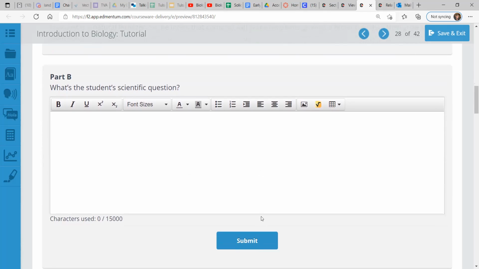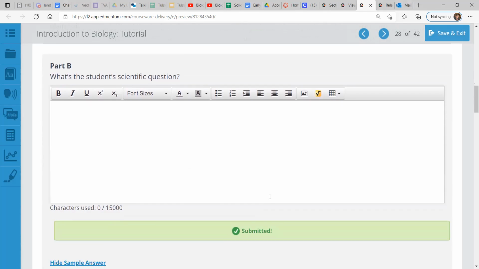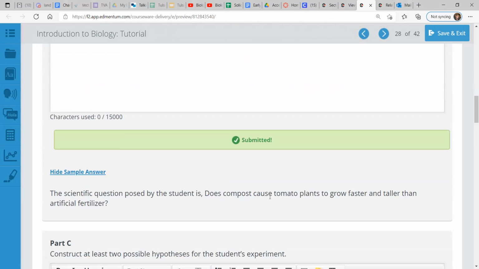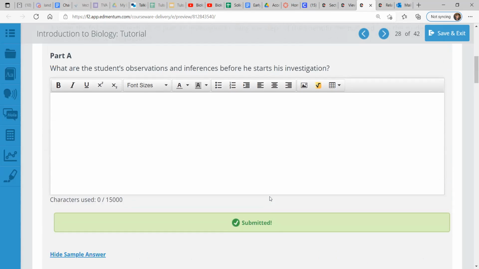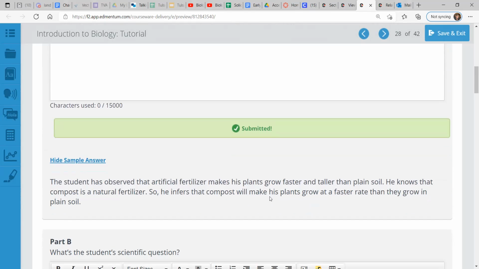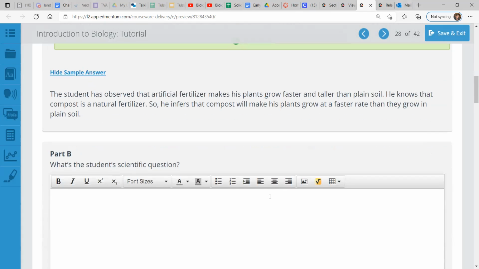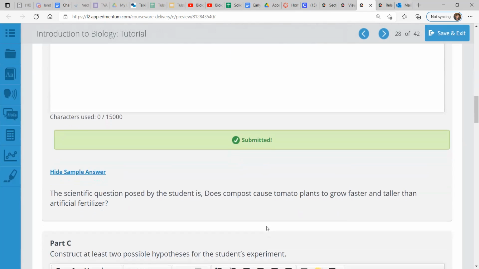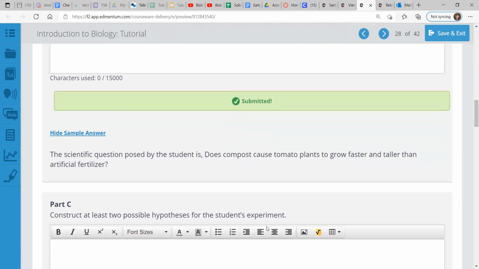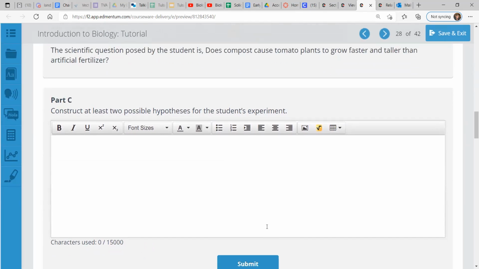So, what's the student's scientific question? Does compost cause tomato plants to grow faster and taller than artificial fertilizer? So he went from inferring that compost can be competitive with artificial fertilizers, and now he's wondering, what can I test? Can I test that compost grows faster and taller than artificial fertilizer?